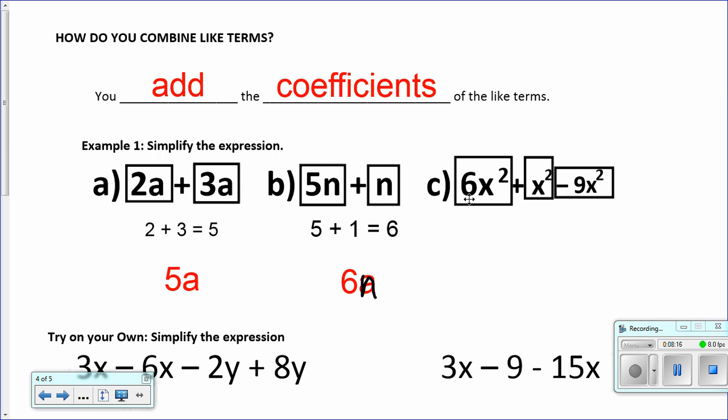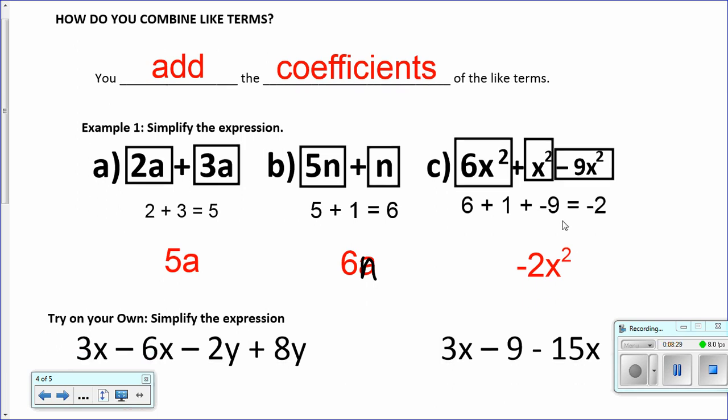So we add their coefficients together. 6 plus 1 plus negative 9 gives me negative 2. So I really have negative 2x squared. Okay? That's how you combine like terms.